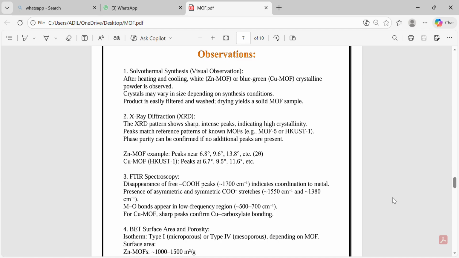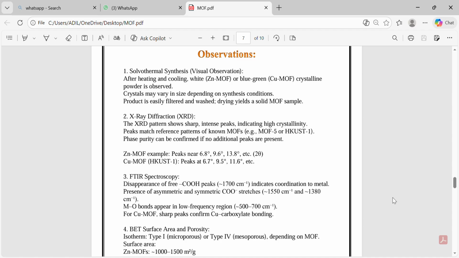X-ray diffraction, XRD, shows sharp peaks that prove the MOF is highly crystalline and well ordered. The peak positions are compared with a known MOF pattern to confirm the material and check its purity. No extra peaks means it is pure. FTIR looks at infrared light absorbed by the MOF. Loss of a peak at 1700 per centimeter means the acidic carboxylic group has bonded to the metal. New peaks show metal-carboxylate bonds and metal-oxygen bonds.